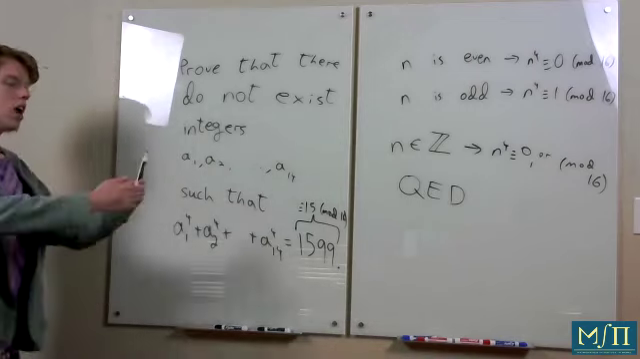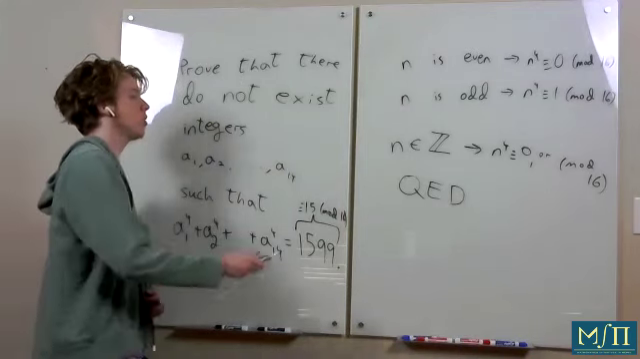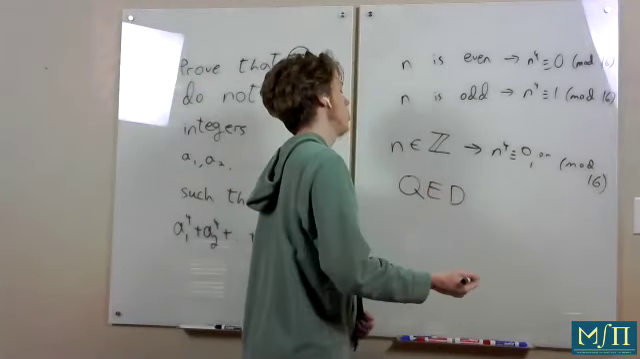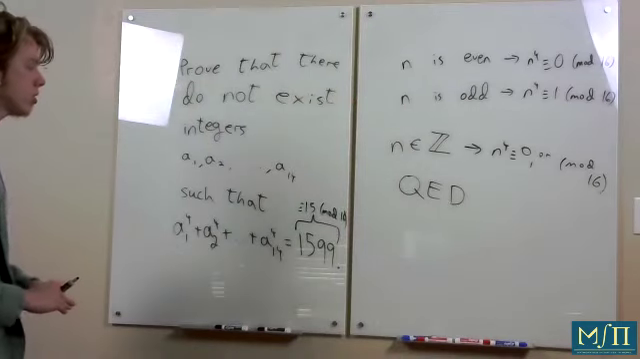And so we said, okay, assuming that they existed gave us a contradiction, therefore they don't exist. And so we say, we're done, QED. This is some Latin that means which was to be shown. Basically, we're done with this problem. So are there any questions?